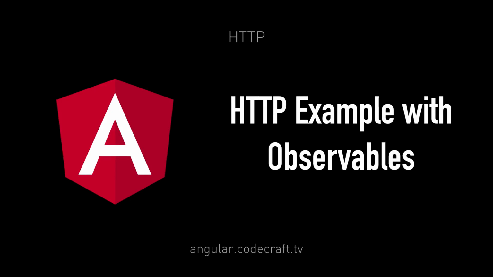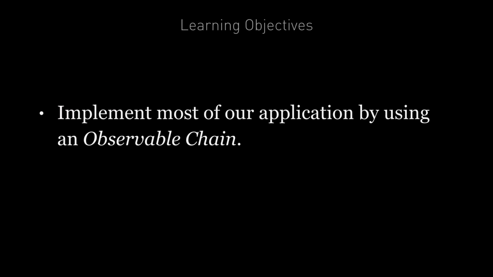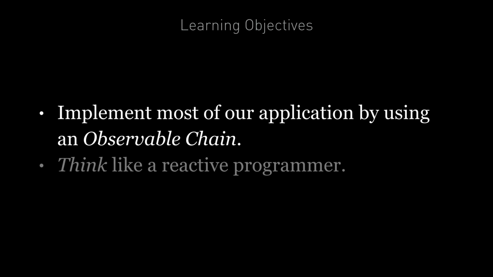In the previous lecture, we architected an application which made HTTP calls and handled all asynchronous work by using promises. In this lecture, we are going to implement exactly the same application, but by using observables instead. Now, our goal in this lecture is not just to replace promises with observables, but instead go deeper and implement most of our functionality with an observable chain.